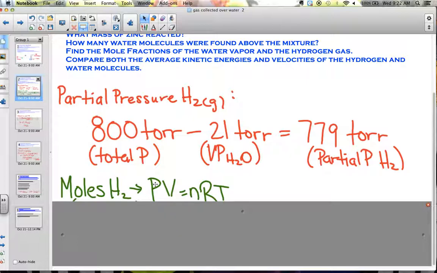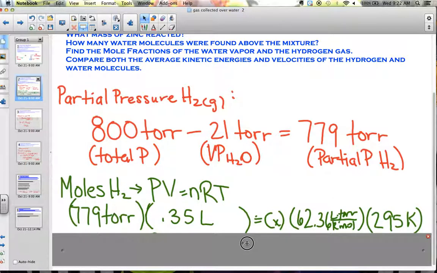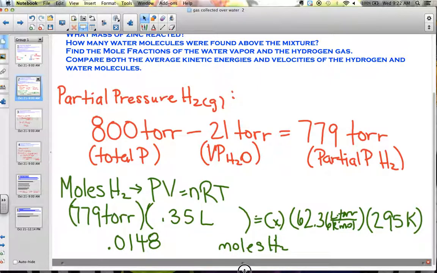So my pressure is 779 torr. My volume is the 0.35 liters. My n is what I'm looking for. I use the value of R that has torr in it, and I convert my temperature to kelvins. This number is found on the reference sheet. How to convert from Celsius to Kelvin is on the reference sheet as well. Once I do that, I find out that we produced 0.0148 moles of H2.